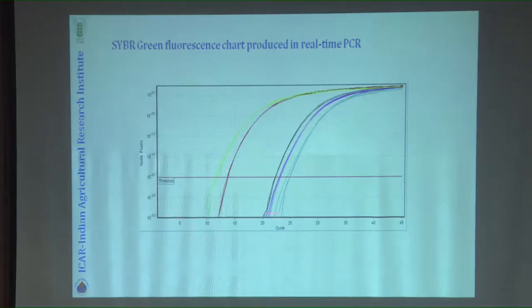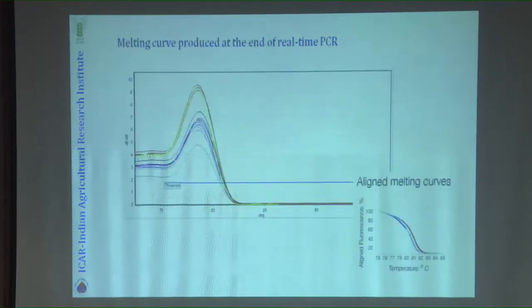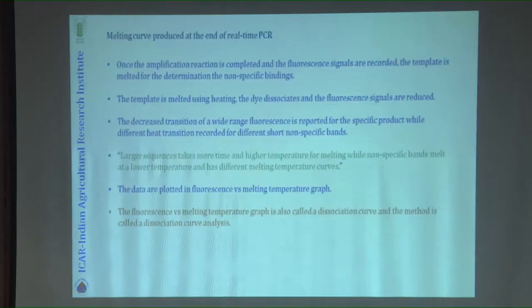That you are able to detect them, but few are in the later stages, that means the initial concentration of the DNA is lesser. So we have a melting curve produced at the end of the real-time run, which is an important analysis. Once the amplification reaction is completed, the fluorescent signals are recorded and the template is melted for the determination of non-specific binding, so you can find out whether they are non-specific.